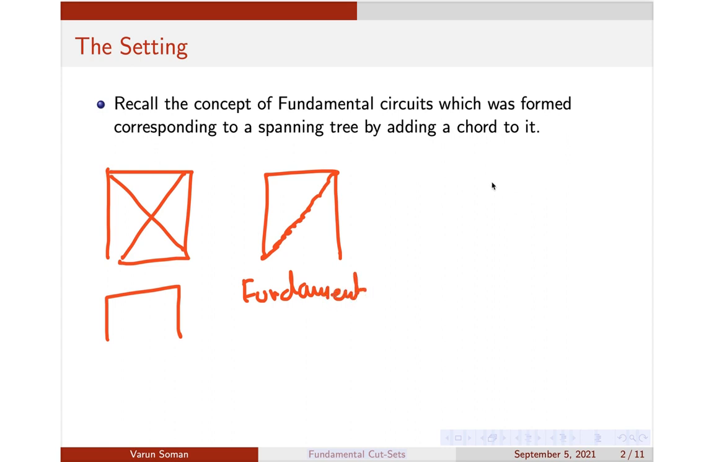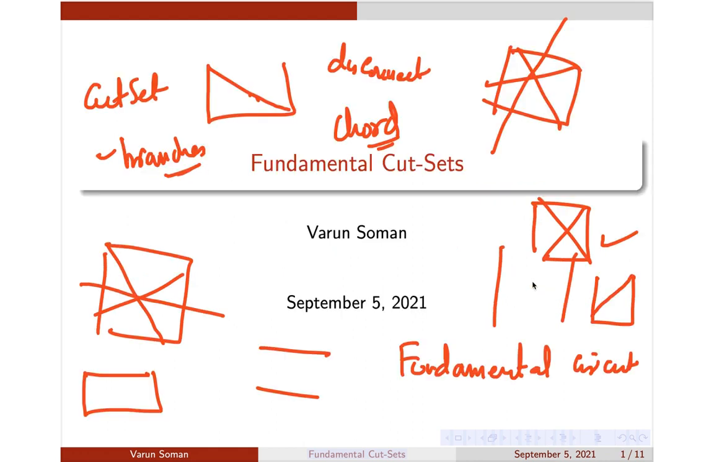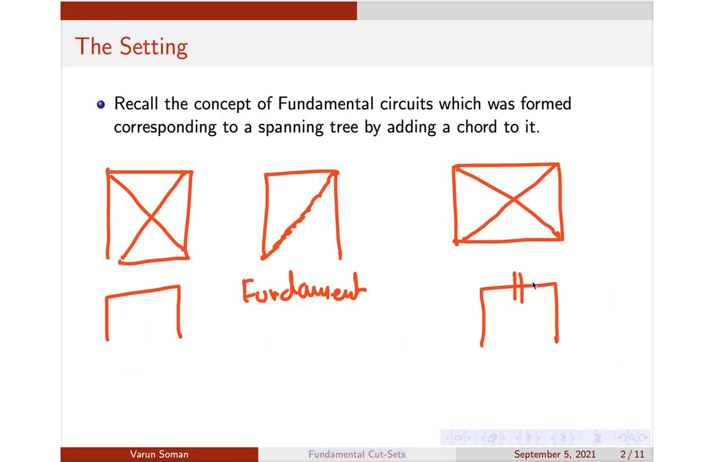Similarly we have a concept of fundamental cut set. So what is it? Suppose we are taking this graph G again, and you take a spanning tree of this graph. Suppose again I'm taking the spanning tree as this one. Now take a cut set of this spanning tree. Suppose I'm just deleting that edge. This is my spanning tree T and this is my graph G. When I delete that edge, T will be disconnected into two components, one having vertices V1 and the other having vertices V2.